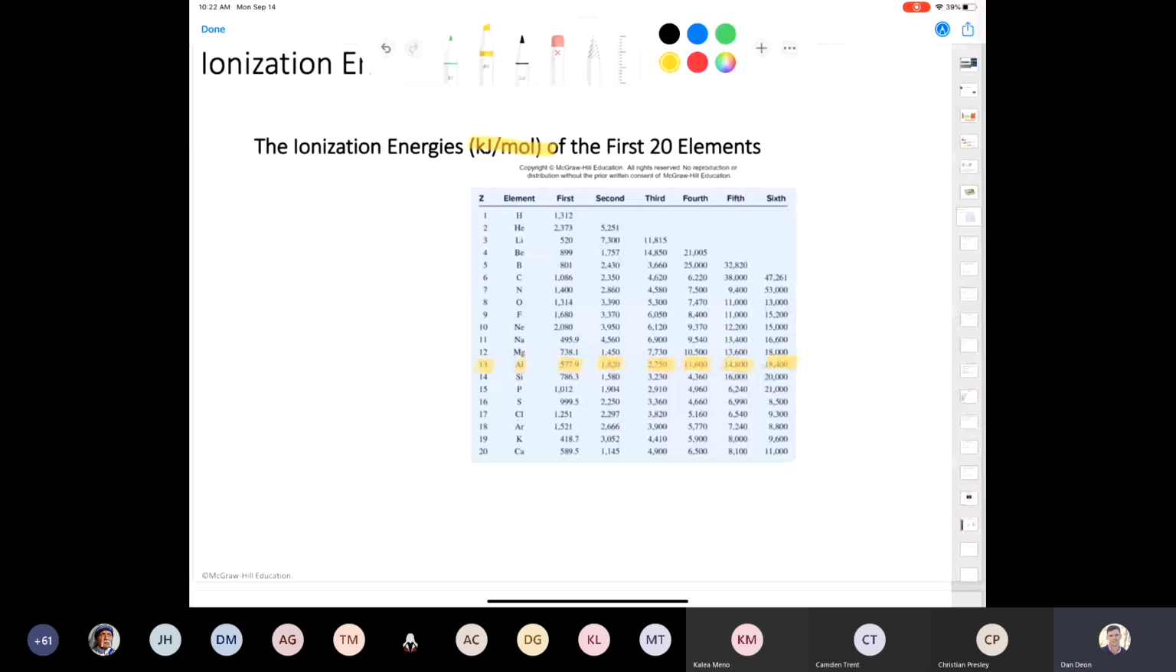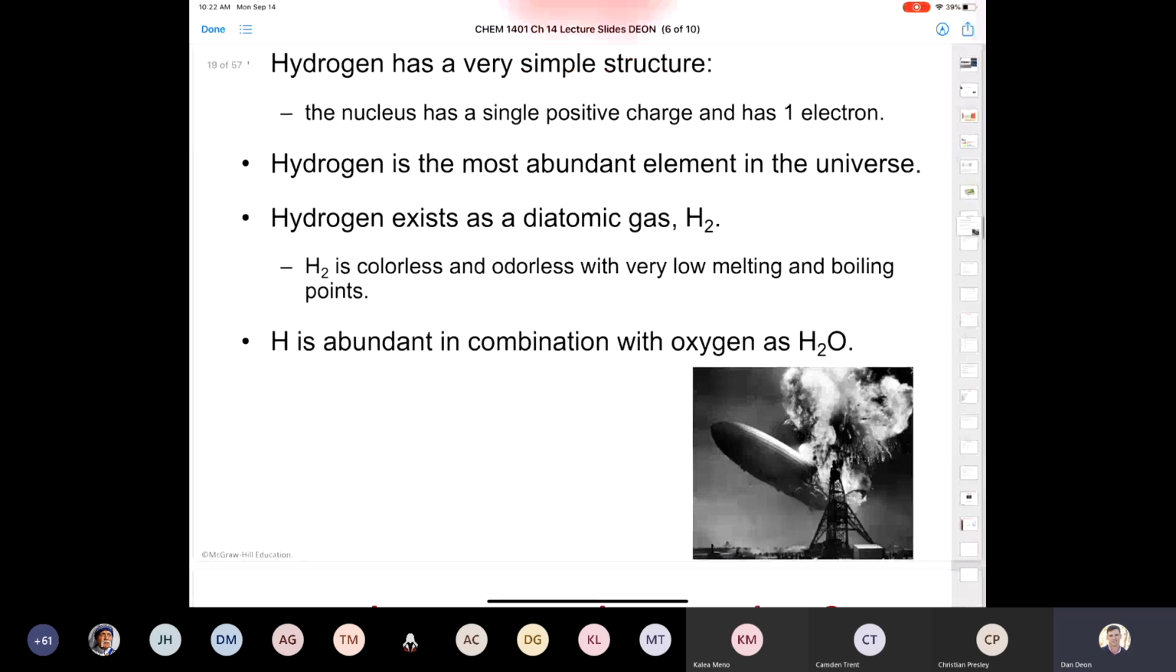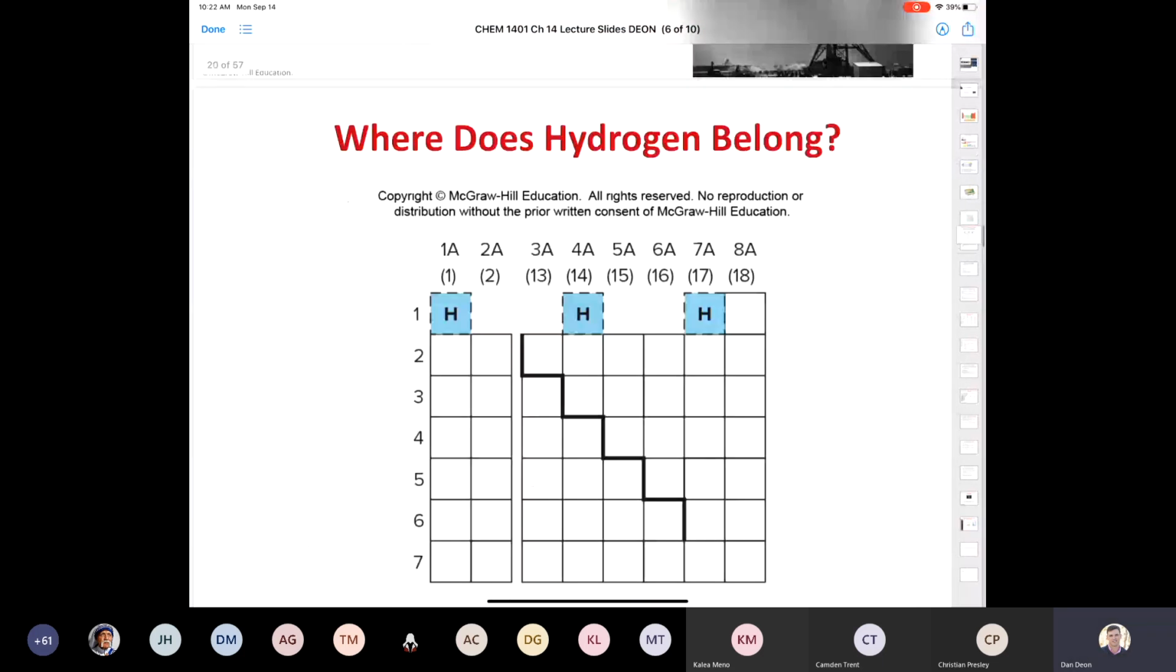Anyhow, I could talk to you about this jump here, the big increase in ionization energy, but I kind of got the point across and we're running out of time, so I'll keep moving on. What else? Let's just talk about hydrogen for a second.